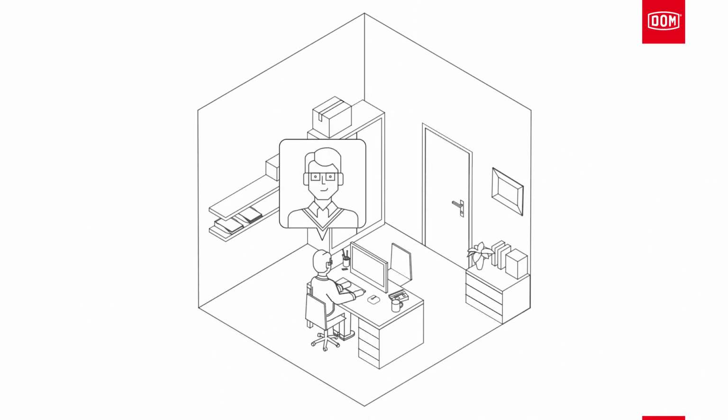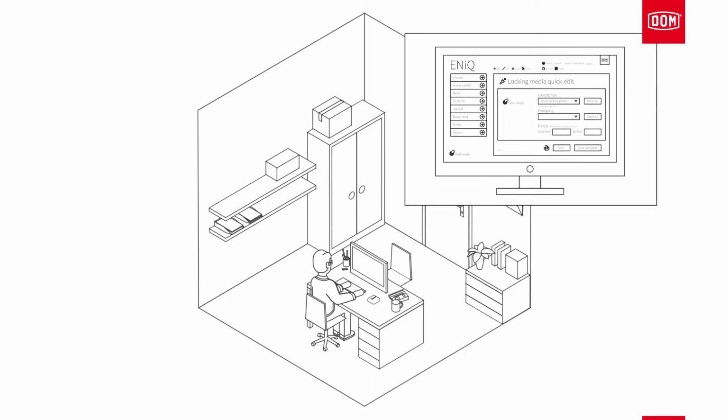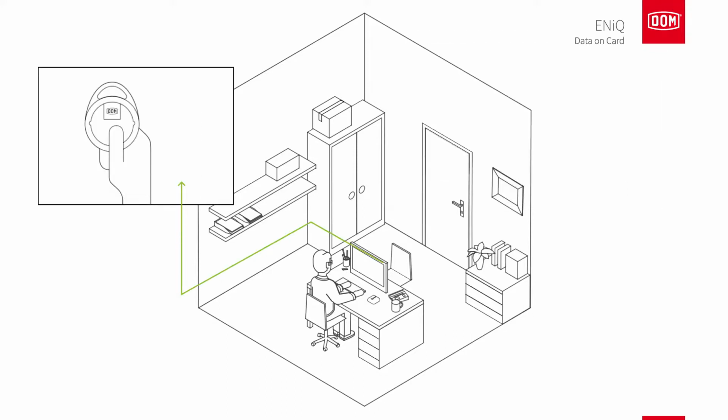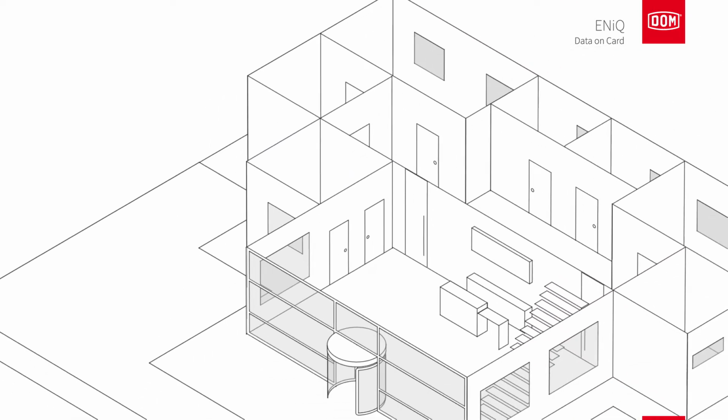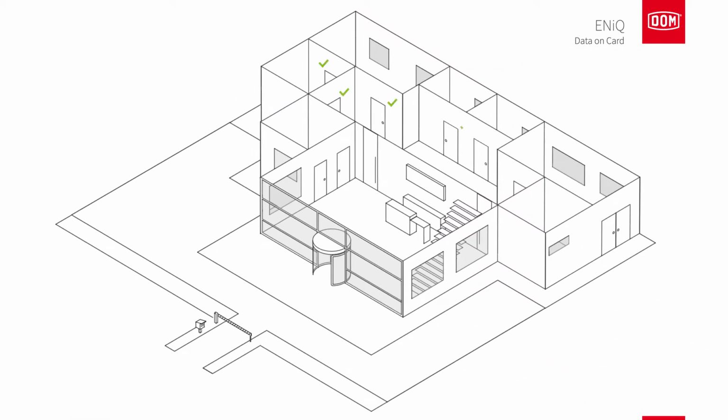This is Fred, the facility manager. He's responsible for all access and security processes at this office. He uses the ENiQ access management software to program and manage all the locking devices in the building using the data on card programming method. Data on card means all access information is stored and carried on the transponders, which means there's no need for an expensive cable network to all the locks. This saves Fred a lot of time and money and gives him much more freedom.